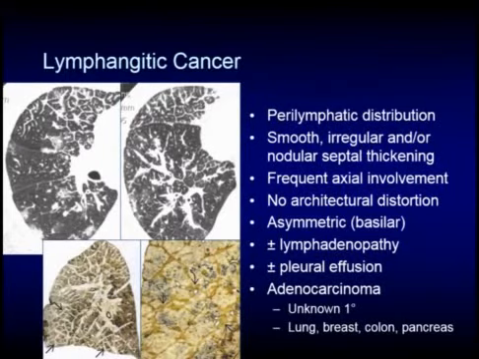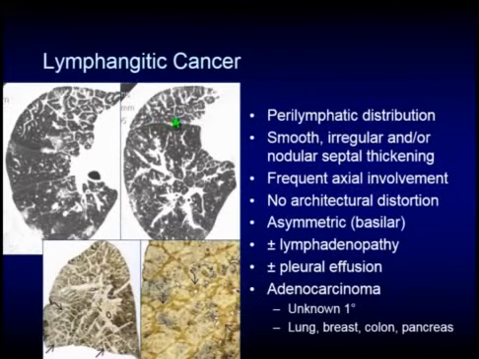Now, just a few words about lymphangitic cancer. Again, this is a perilymphatic process. It's characterized by smooth or regular or sometimes even nodular septal thickening. And it's a much more linear disease or a reticular disease than a nodular disease per se. Frequently there's axial involvement. Generally, there's no architectural distortion because cancer in itself doesn't necessarily scar unless it's been treated. There may be adenopathy in about 30% of cases, maybe pleural effusion. And the entities that we're talking about are the adenocarcinomas, the unknown primary, but certainly lung, breast, colon, and pancreas.